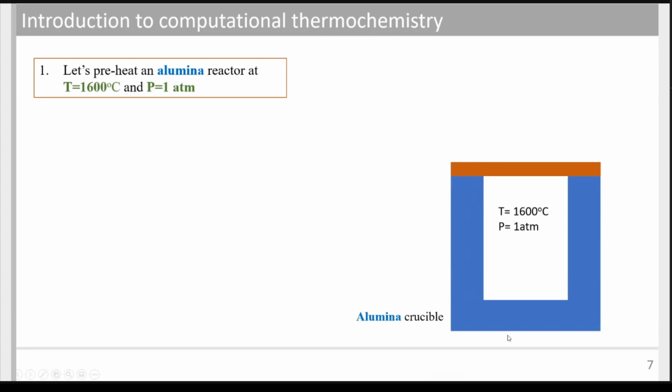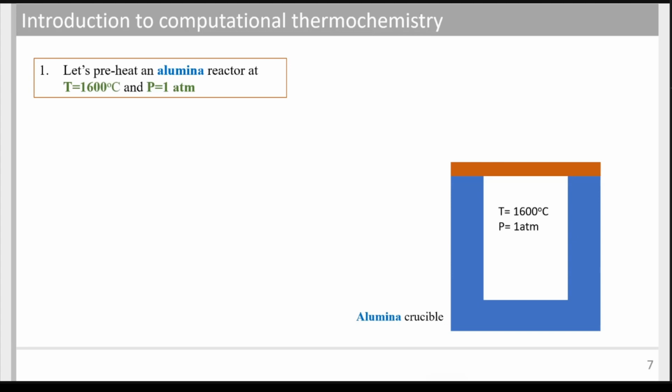I have an alumina crucible here, and this is important because I specifically identify the material that I have as a crucible. First of all, let's preheat this system at a temperature of 1600 degrees Celsius and a pressure of 1 atmosphere. So now we'll be able to add some material to our system, and we can assume that an equilibrium state perhaps will be reached. I put in green the conditions that are imposed on my system. You see the crucible, which is alumina.